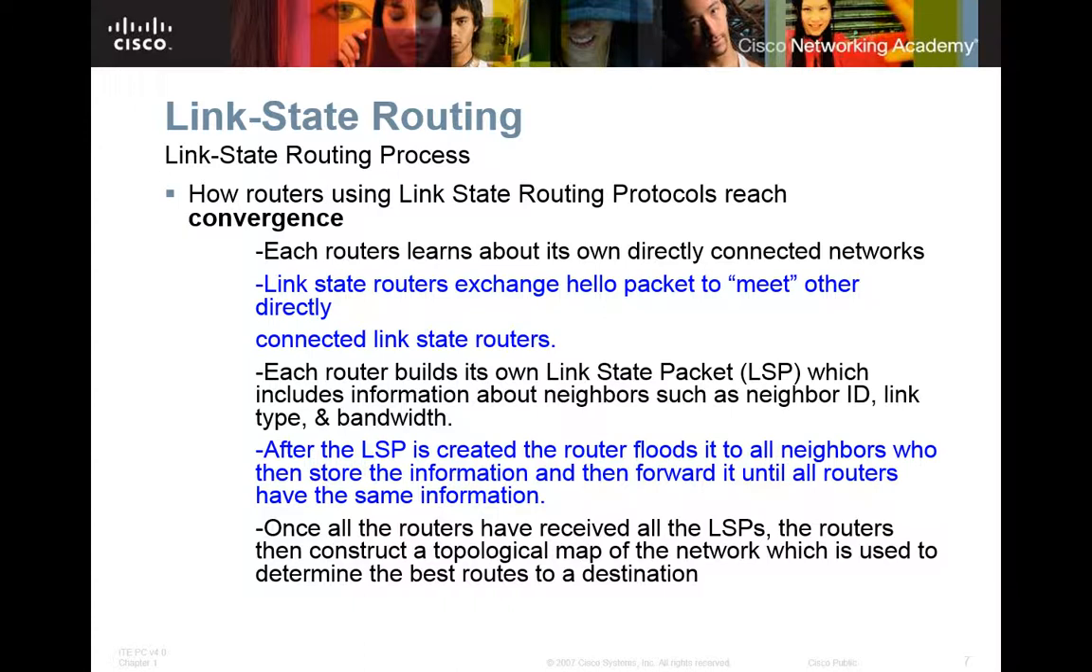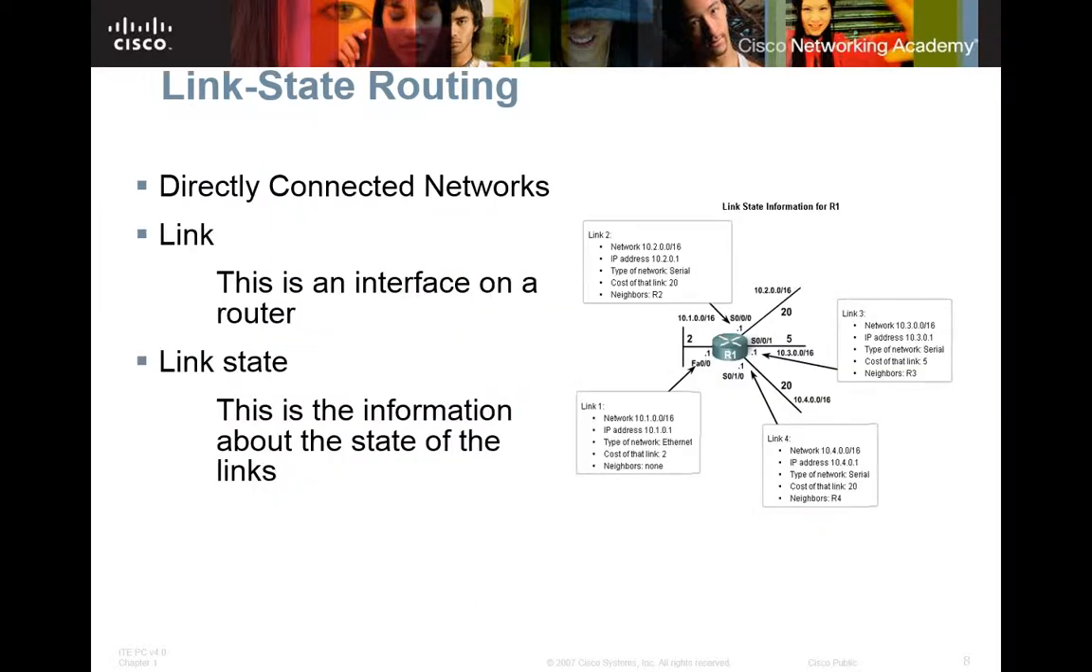Is it a 56K dial-up? Is it a WAN connection? What type of connection is it? And after the LSP is created, the router floods that information to all its neighbors. So everyone knows if I need to connect to here, you can come through me. Okay? And once they get done with that, they create this topographical map saying who's where.